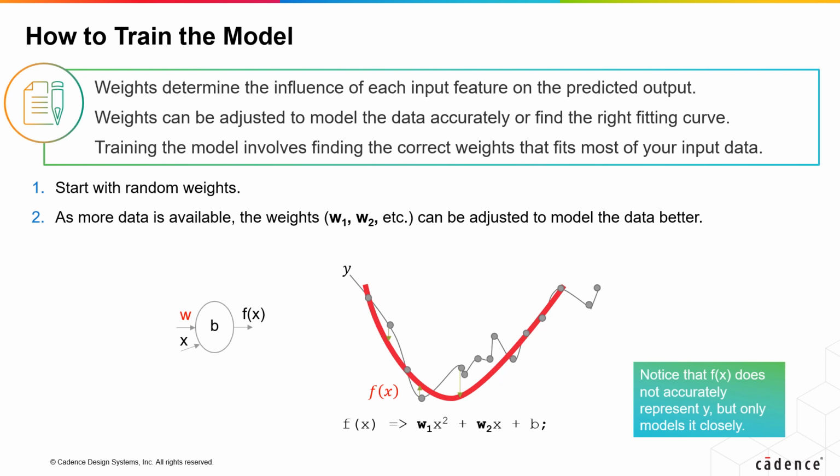represented. In the example graph, the red curve shows an approximated model of the function that fits all the given input data points. Notice in the graph that the function models all the data points closely, but does not accurately represent all the data points. As more data is available, the weights of the function are adjusted to model the data better and better.